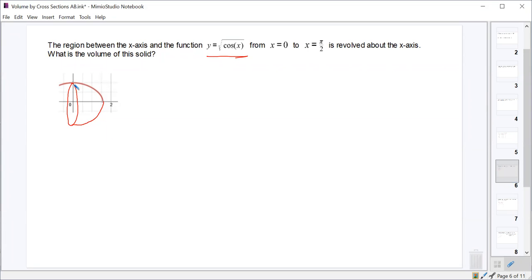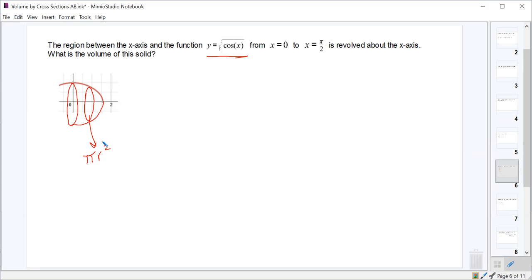And what we want to think about then is the cross sections of this perpendicular to the x-axis are all circles, aren't they? If we cut this vertically straight down and open it up, the faces that we're looking at should be circles. And so the area of the cross section should be each of these circular cross sections throughout. What should the area of those be? Pi r squared. It should be pi r squared.